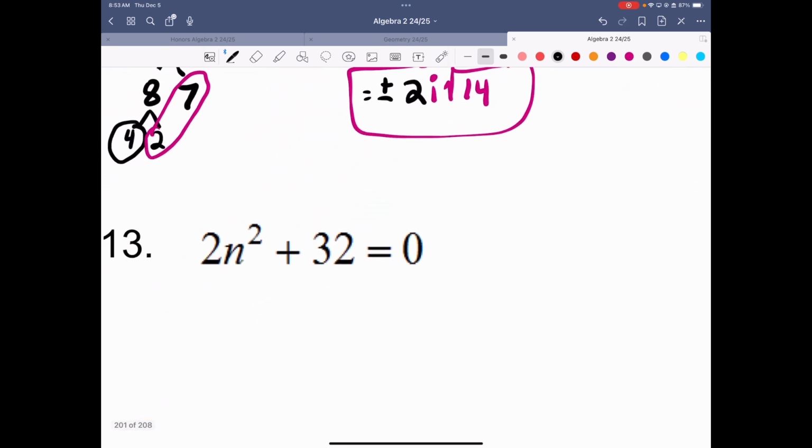We'll get one with another i, and I think this one's going to be nice and a nice number.